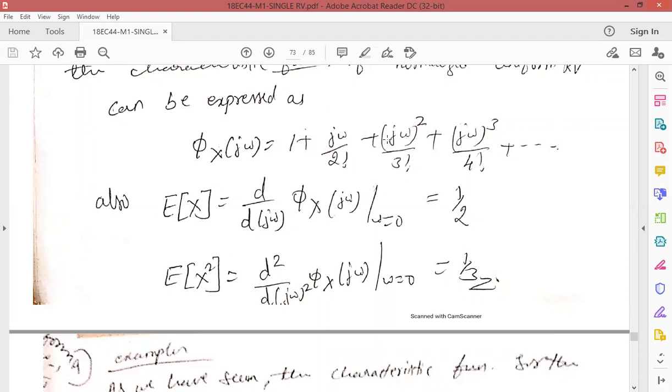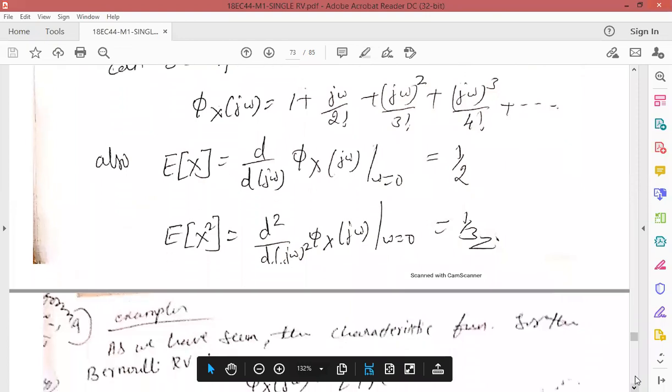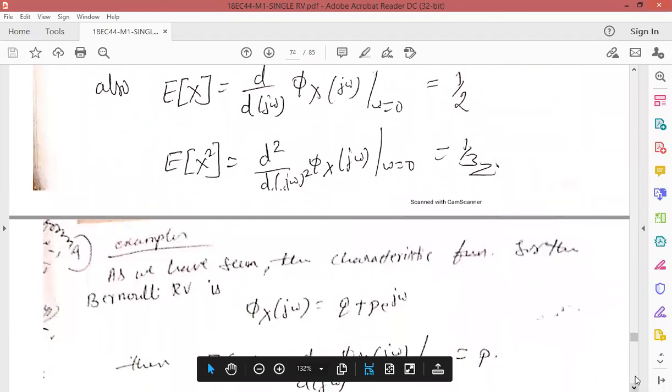So when you take the differentiation for the second time, this will also be 0. And here we are left with 2j omega by 3 factorial. When you differentiate for the second time, it will be left with 2 by 3 factorial plus 3 into 2j omega by 4 factorial and so on. So when you substitute omega is equal to 0, we are left only with the term 2 by 3 factorial. The rest all become 0. So 2 by 3 factorial is nothing but 1 by 3, because 2 divided by 3 factorial is 3 into 2, the 2 gets cancelled, and we are left with 1 by 3. So you just simplify, try that and get the answer.